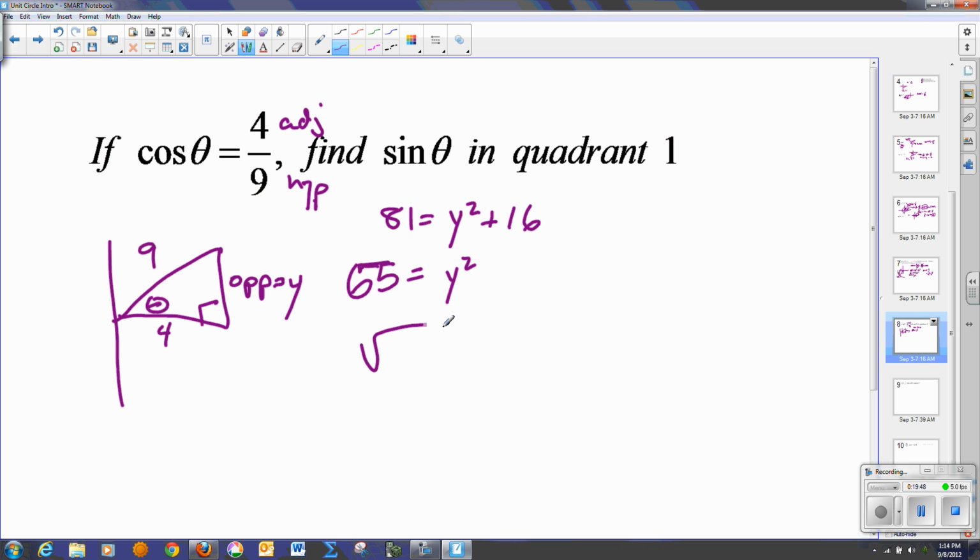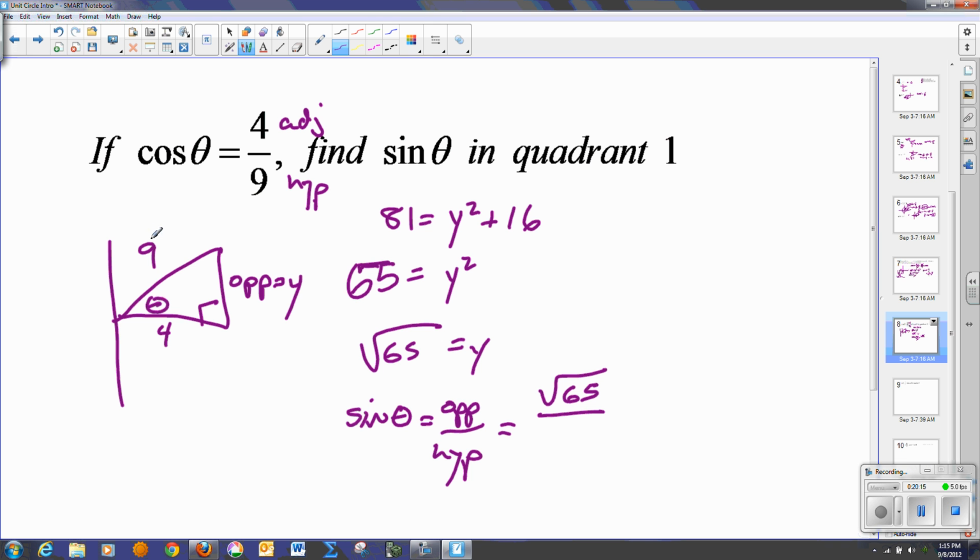So then I take the square root of that, and I know y is equivalent to the square root of 65. If I need the sine value, sine of theta is the opposite over the hypotenuse. The opposite side was root 65. The adjacent we don't necessarily need, but we do need the hypotenuse, which in this case is 9.